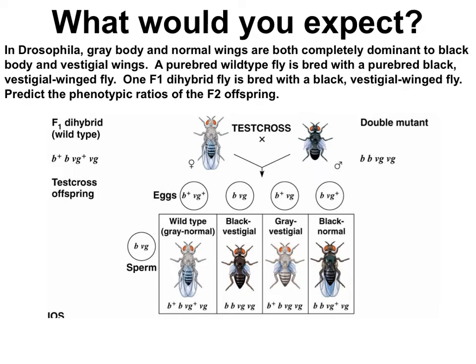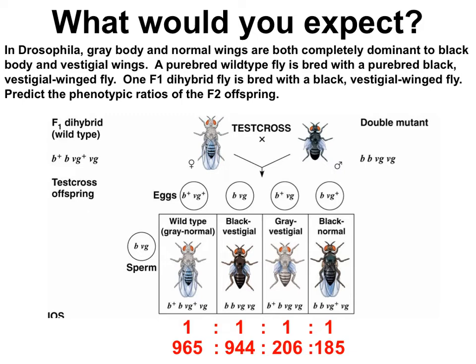With independent assortment, this female can make 4 different types of eggs. Since the male is a double mutant, he can only make this one type of gamete. When you cross these up, this gives us an expected ratio of 1 to 1 to 1 to 1, with equal amounts of each phenotype. This experiment, in reality, however, gave some unexpected results. Here's the data found in the original experiment.